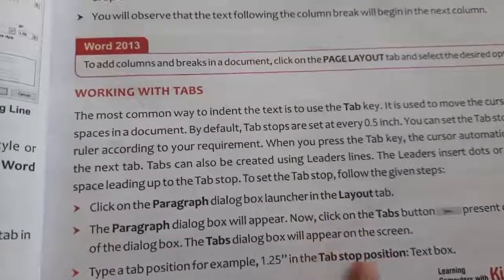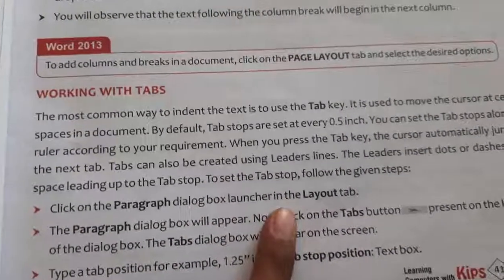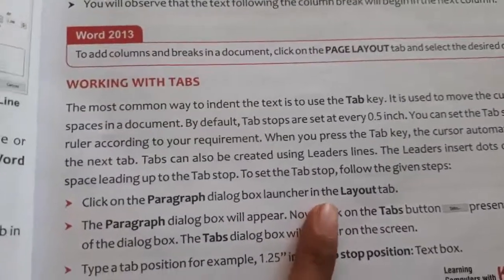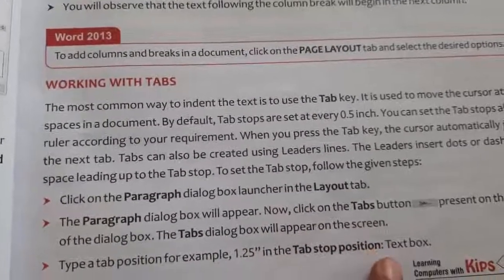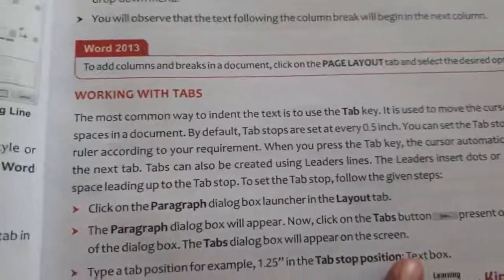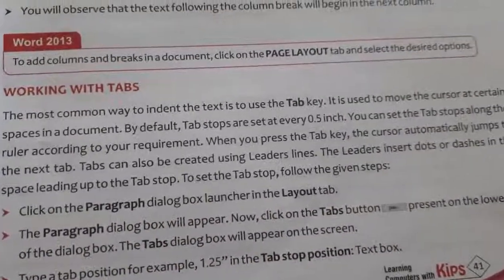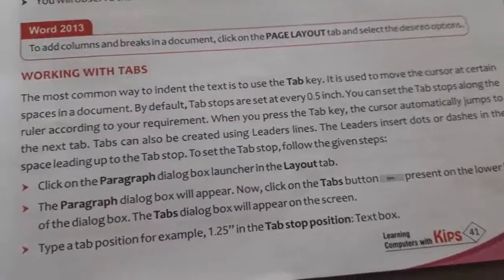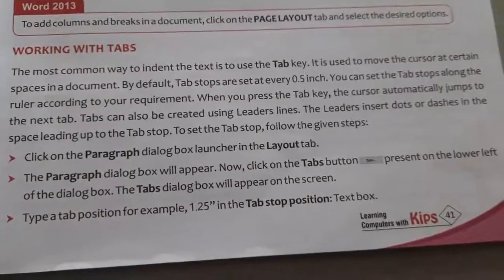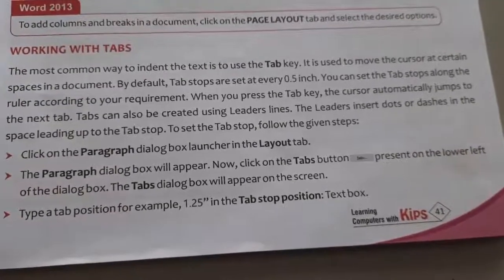follow the given steps. The first step is to click on the paragraph dialog box launcher in the layout tab. In the layout tab at the bottom there is a paragraph launcher. So when you click on the launcher, the paragraph dialog box will open. Then click on the tabs button present on the lower left of the dialog box, and the tab dialog box will appear on the screen.